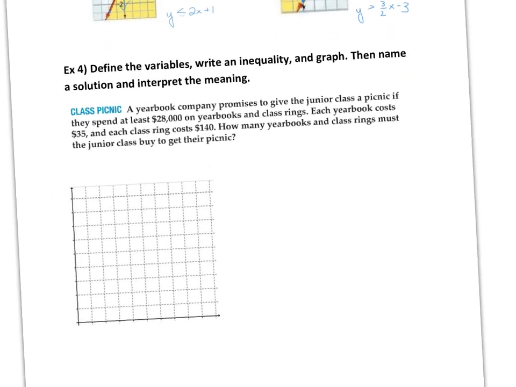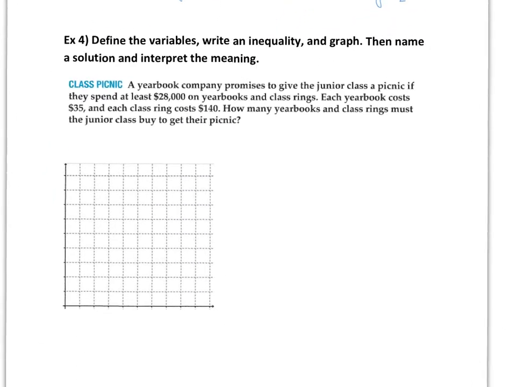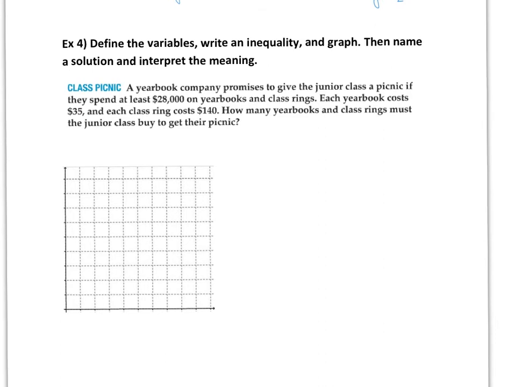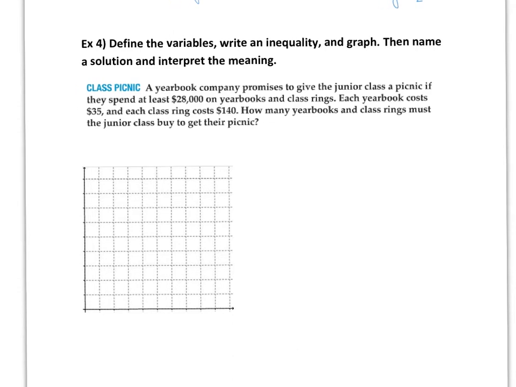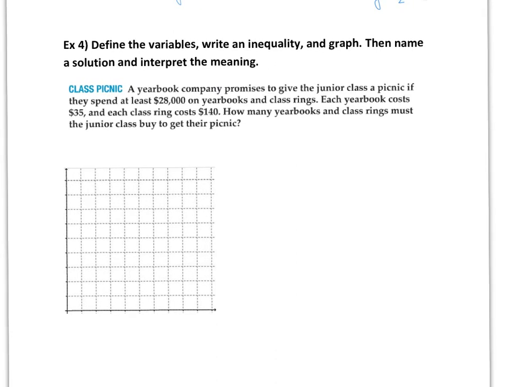All right, last question here today. It says, define a variable, write an inequality graph, then name a solution and interpret its meaning. A yearbook company promises to give the junior class a picnic if they sell at least $28,000 for yearbooks and class rings. Each yearbook costs $35. Class rings are $140. How many yearbooks and class rings must the junior class buy to get their picnic?